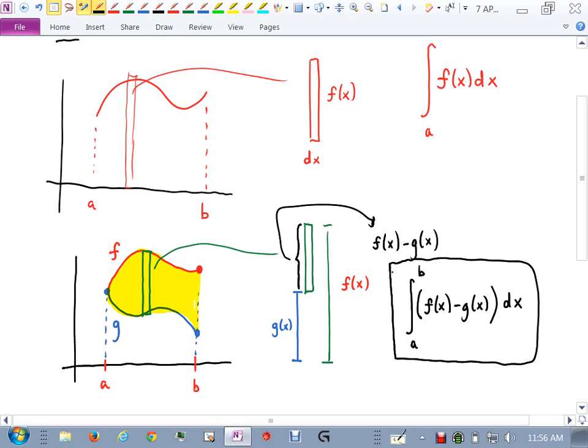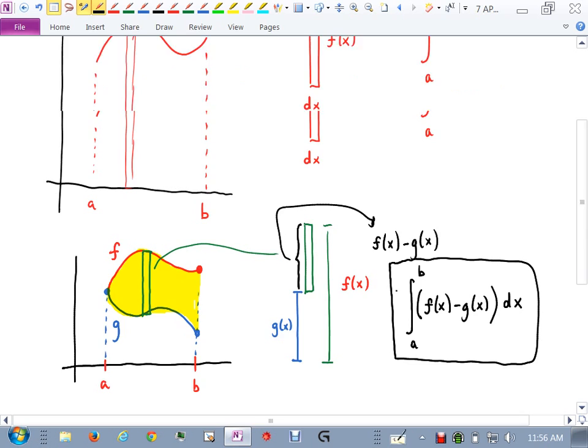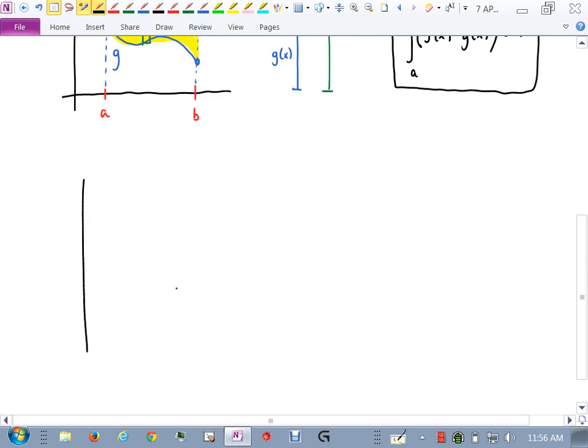So f will always be the function on top. g will always be the function on bottom. And here's where that can get a little tricky. What if I gave you a picture that looked like this?